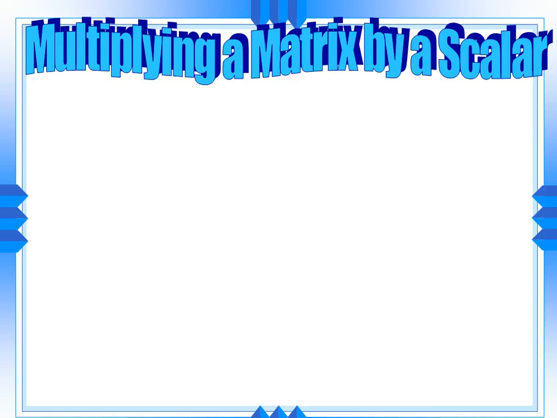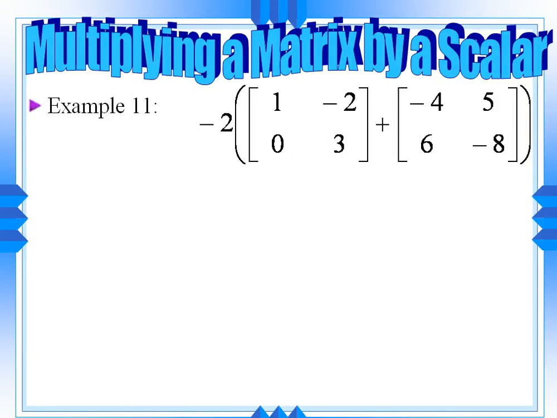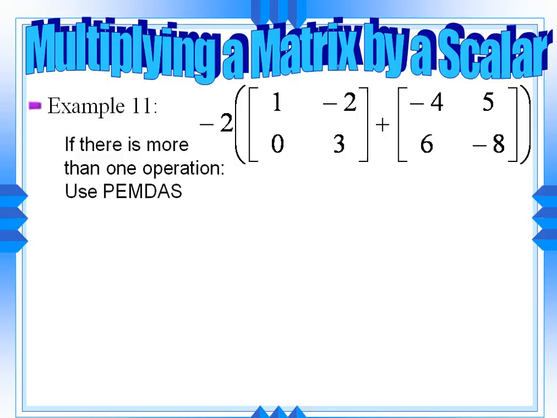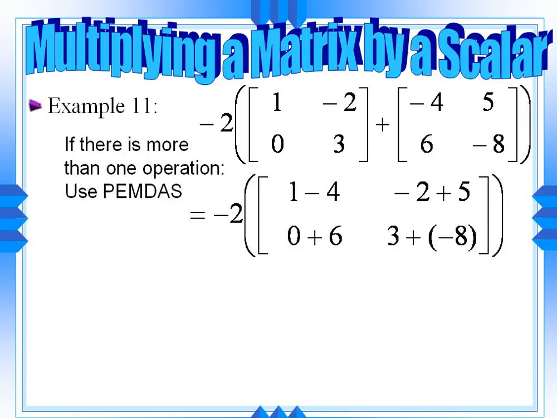Now when you're multiplying a matrix by a scalar, you multiply everything inside the matrix by the scalar. But sometimes there are other operations, and so we have to continue to follow the order of operations. In this case, we have to remember PEMDAS, and parentheses are first. So we have to add the two matrices together and then multiply by -2. We add them up like we did yesterday: 1 plus -4, -2 plus 5, and so forth.